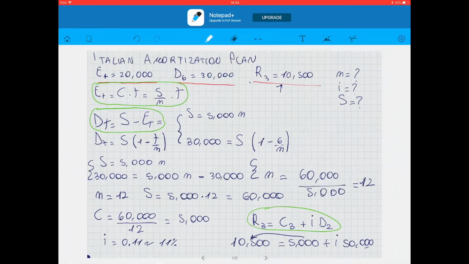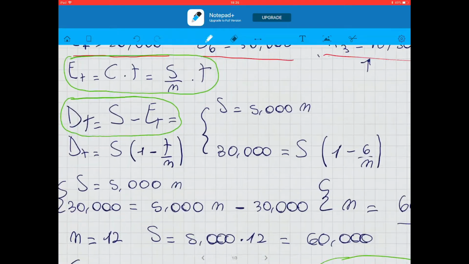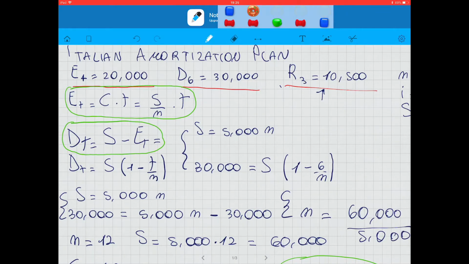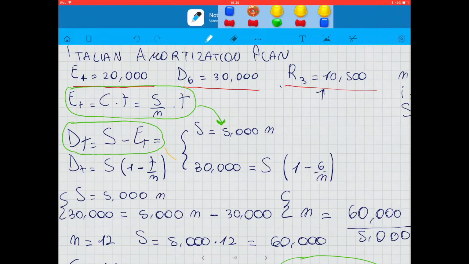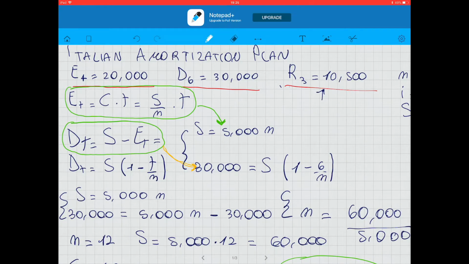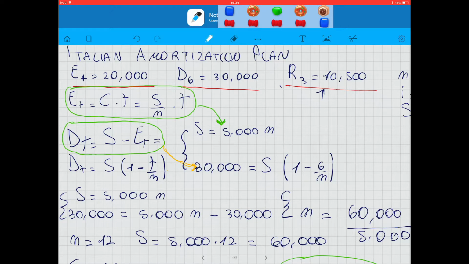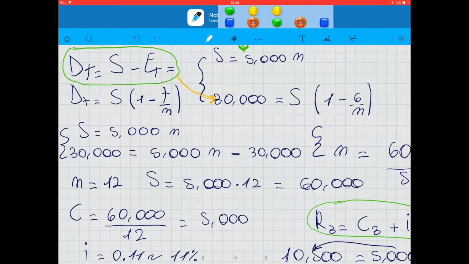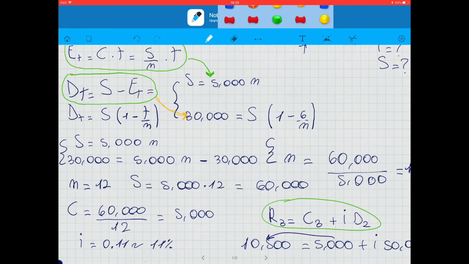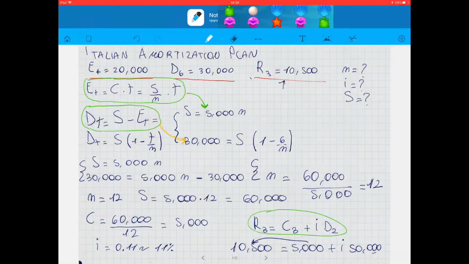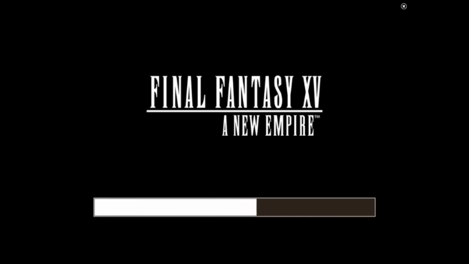So we proceeded with the system, right? We wrote the discharge debt, that is this one, and we also wrote the residual debt, that is this one. Two unknowns and two equations, so we can easily solve this system. And we got that n is equal to 12, and S, our loan, is equal to 60,000. So let's recap all the things that we must know.